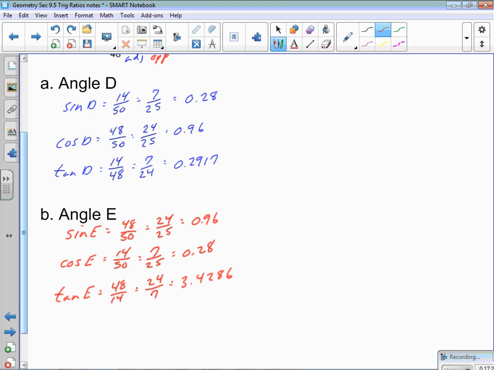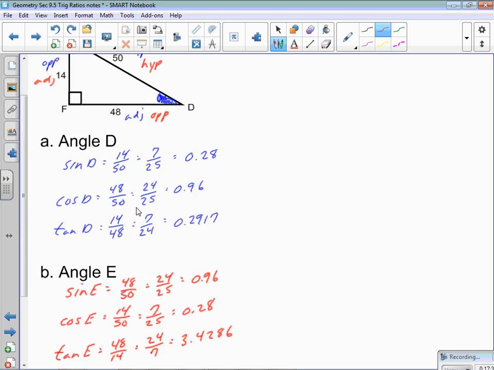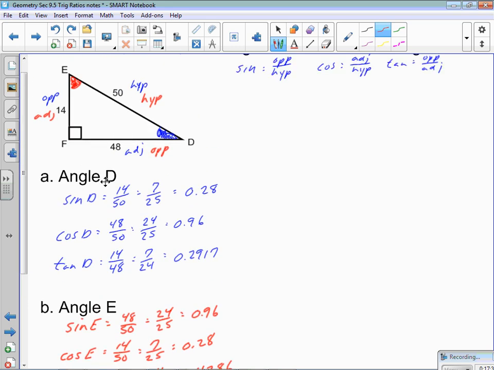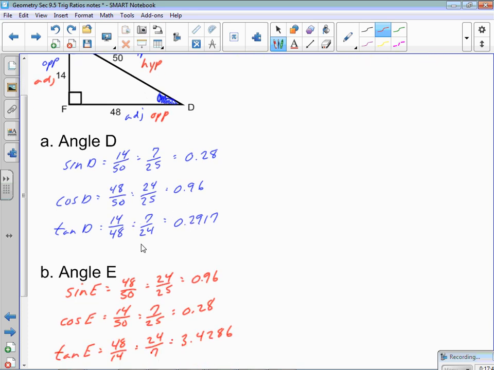So one thing to recognize, or a couple things to recognize here, right? When we look at two angles in the same triangle, the sine of one of the angles is the same as the cosine for the other angle, right? And now tangent, you just flip the ratio, right? Or you get the reciprocal of the ratio.